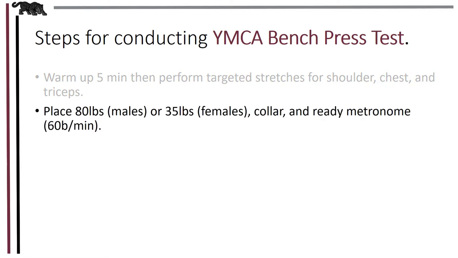The goal of this test is to perform as many repetitions as possible while staying on cadence. Again, males are going to use 80 pounds and females will use 35 pounds. Everyone at a cadence of 30 repetitions per minute. Once you have the metronome, just be sure to set it at 60 beats per minute so that the bar is lifted on one beat, then returned to the starting position on the next beat.